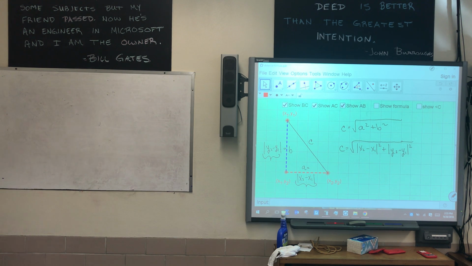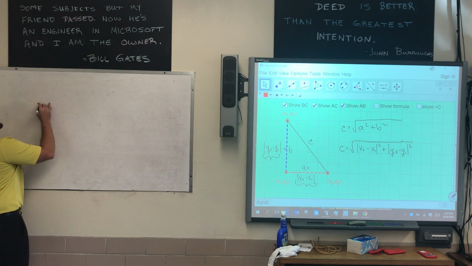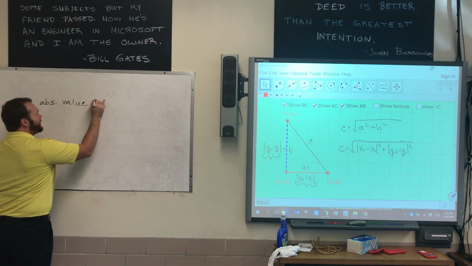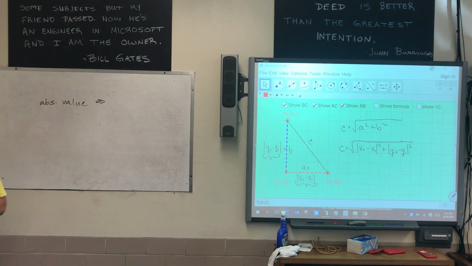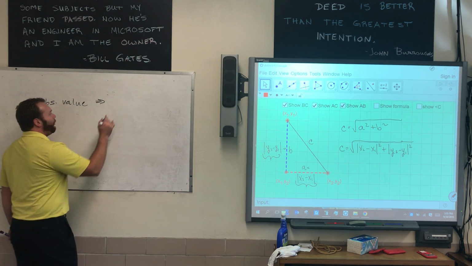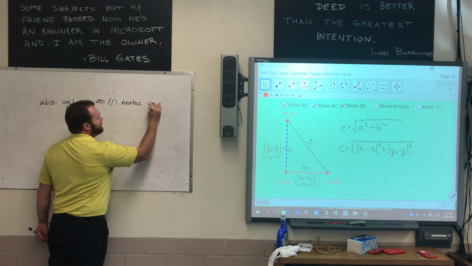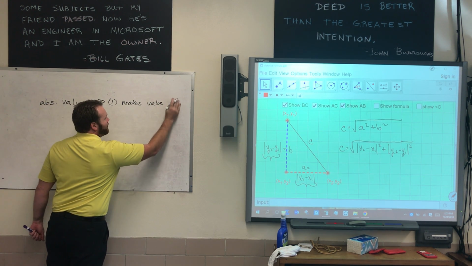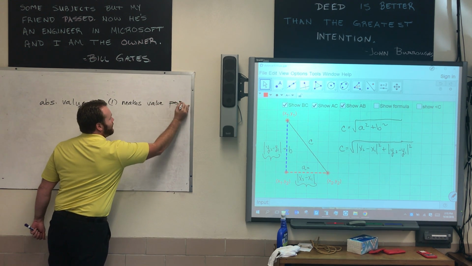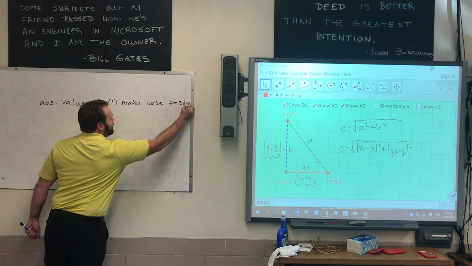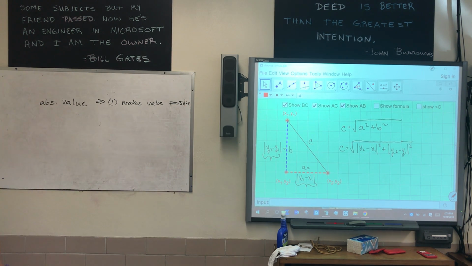Okay, so I want you guys to kind of help me here. What does the absolute value operation do to any value? Makes it positive. That's the only thing it does, right? Absolute value has one task: makes the value positive.